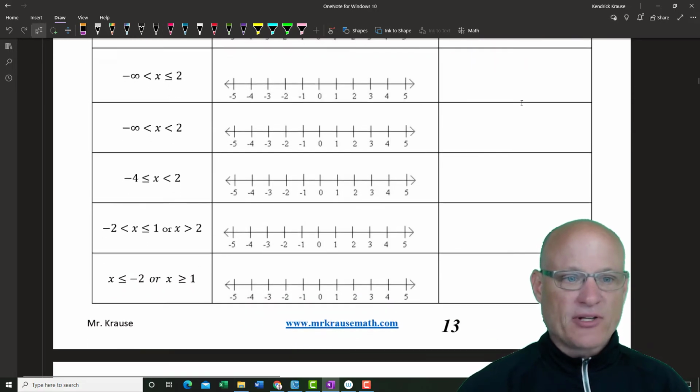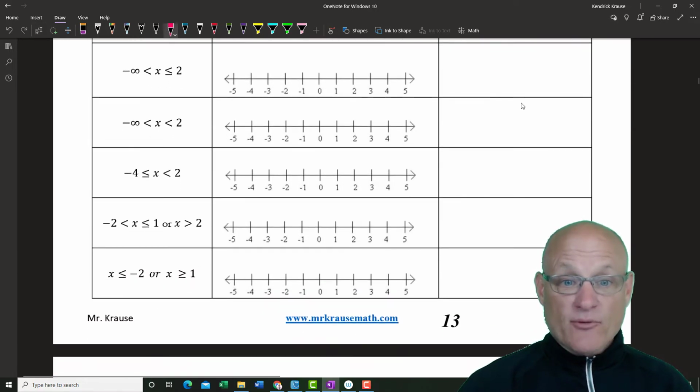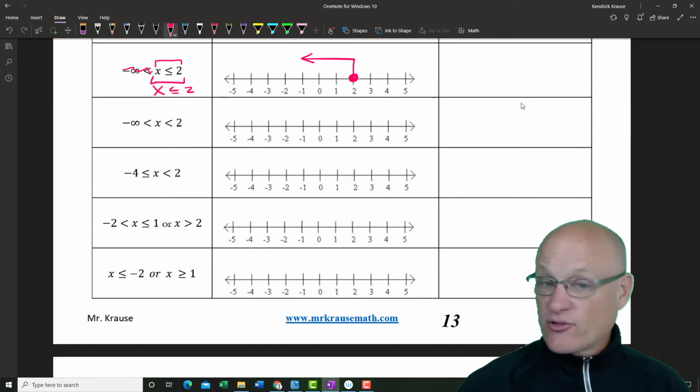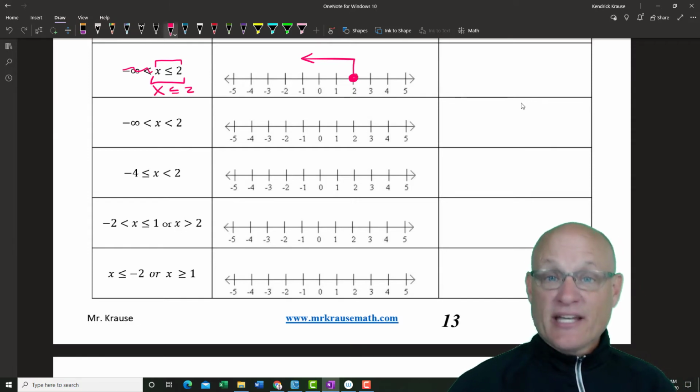All right, now these are going to be the same thing, but in reverse. So now we've got an equal to. So we're going to do a solid circle at 2. But now we're going off into this direction. Now x is less than this. I could rewrite this as x is just less than or equal to 2. I don't need this part right here. It's just designed to help you when we get to interval notation.